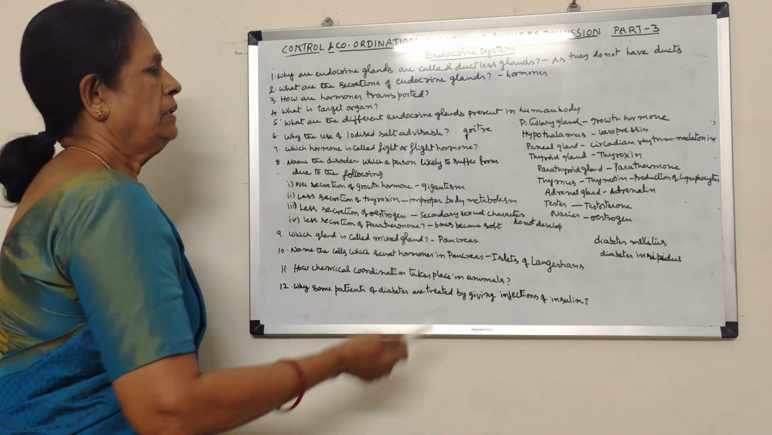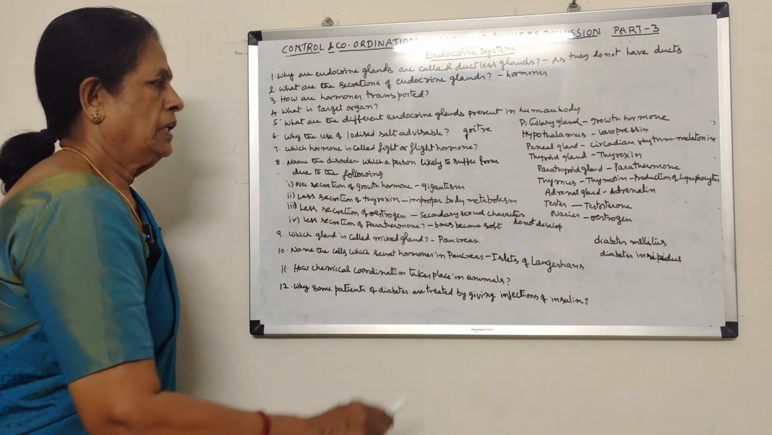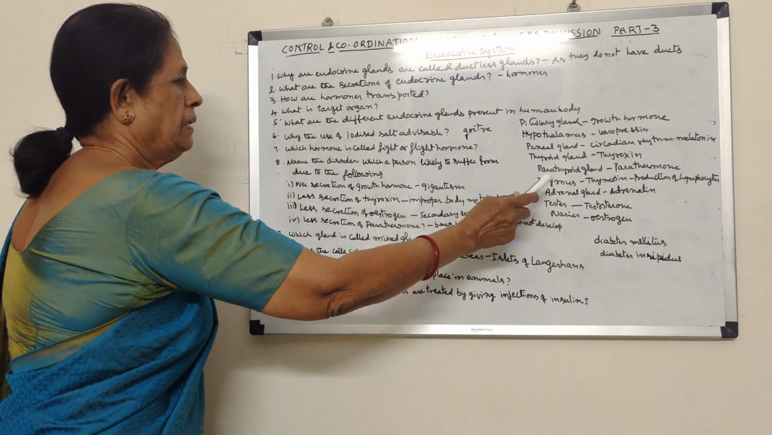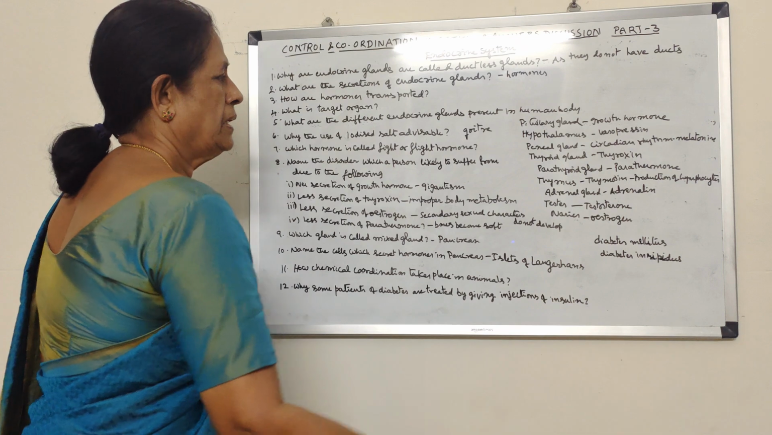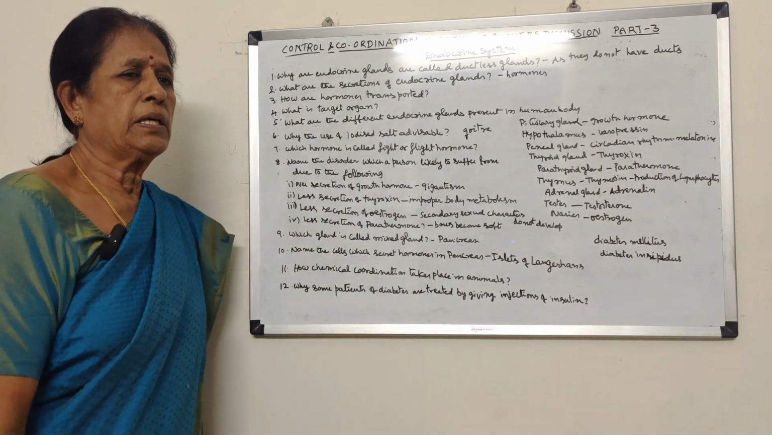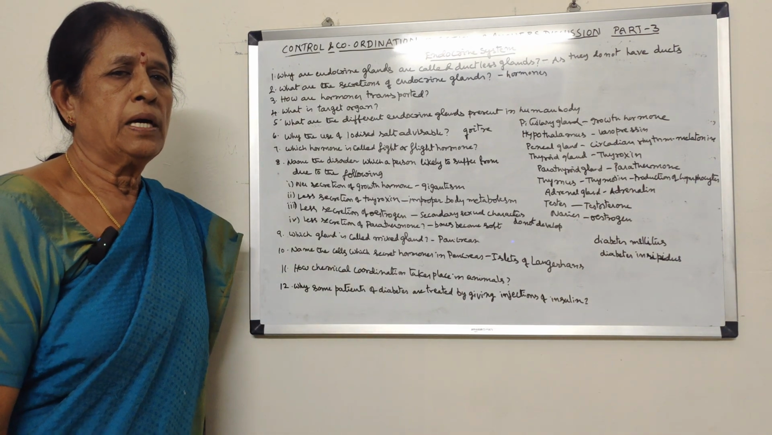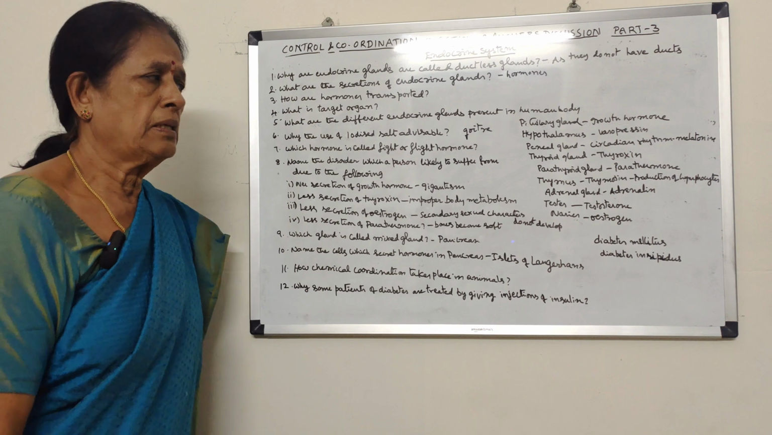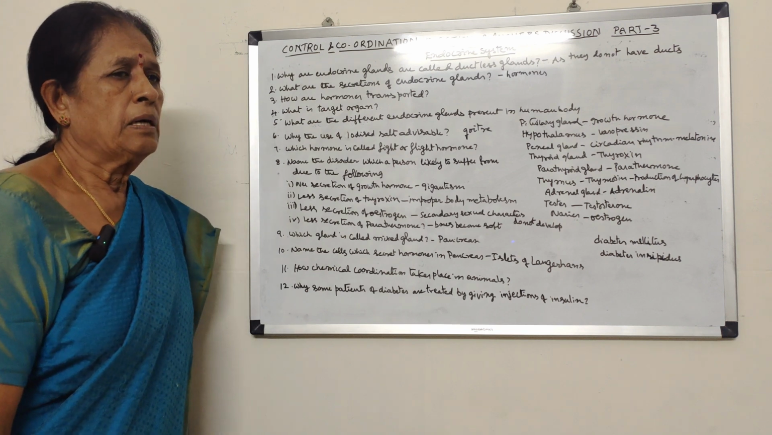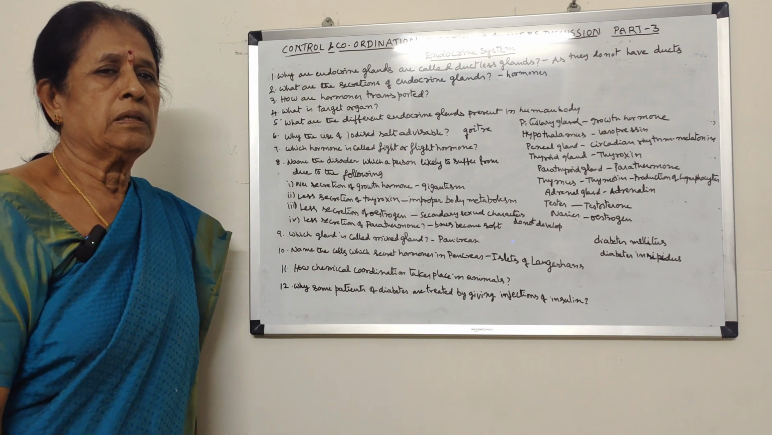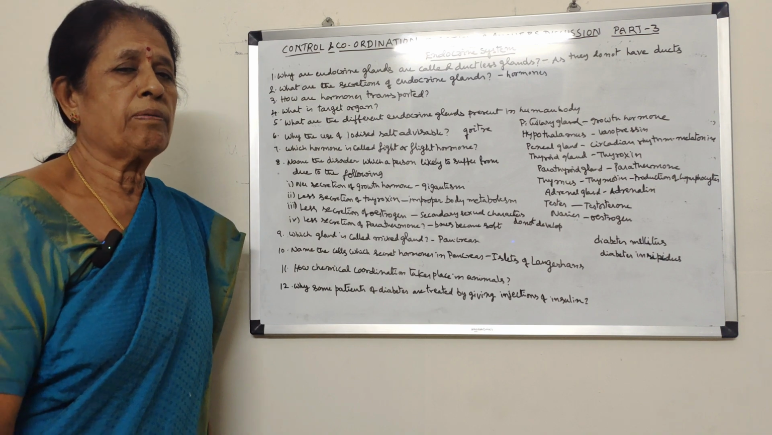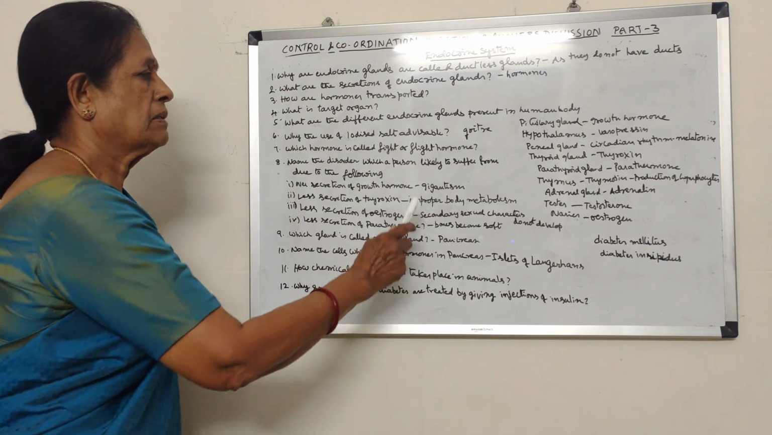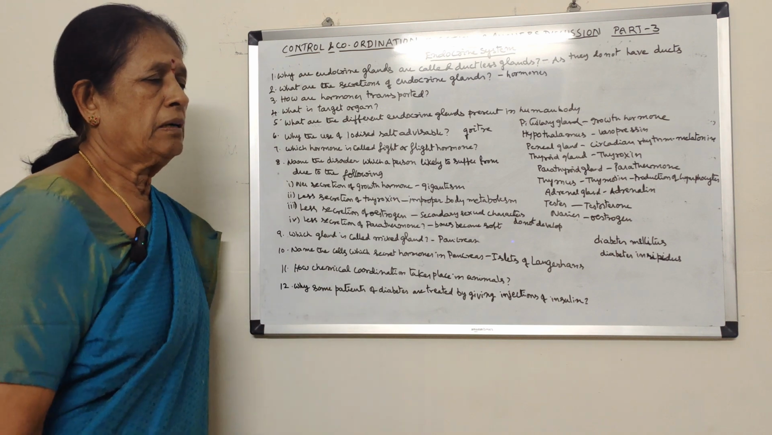Which hormone is called the fight or flight hormone? The hormone secreted by the adrenal gland. The adrenal gland secretes a hormone called adrenaline, which is secreted during emotional conditions like anger, pain, pleasure, etc. And it makes the person either face the situation, fight the situation, or run away from the situation. That is why it is called the fight or flight hormone.